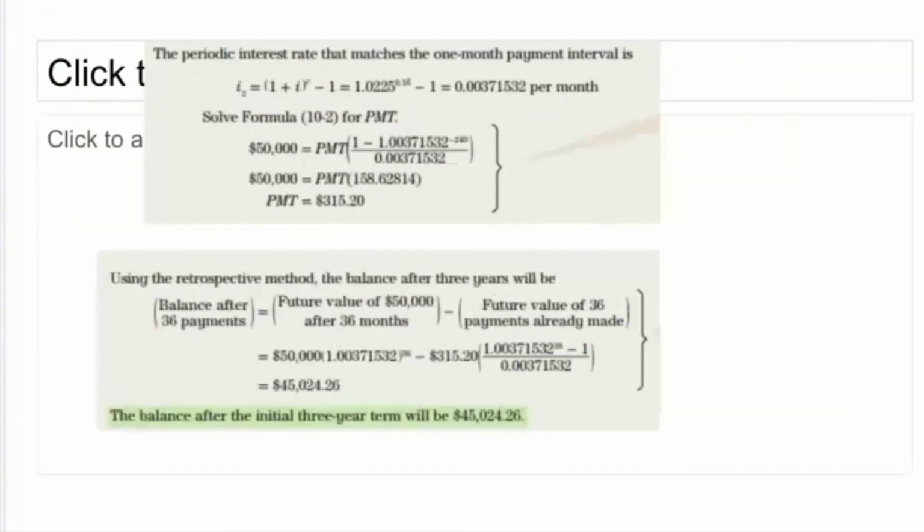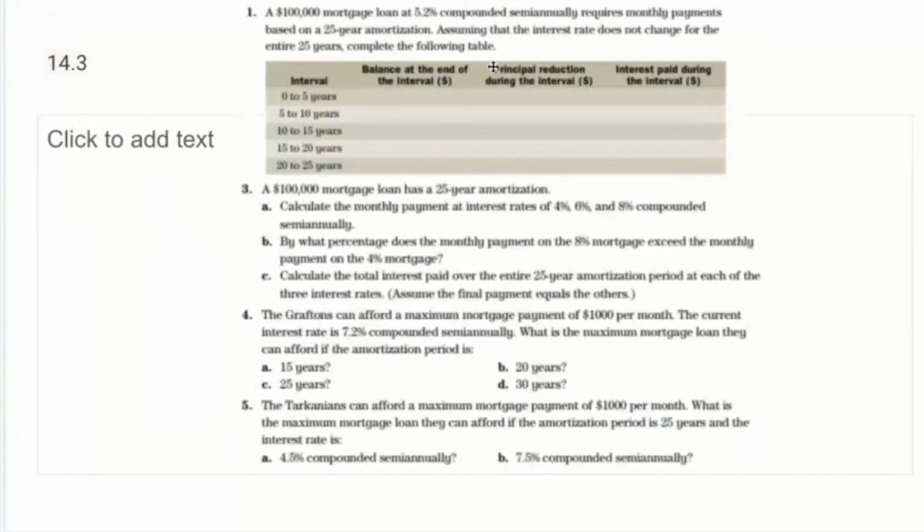So I'm going back to the question. And the question says, okay, what is the balance at the end of the interval? So we want to be able to find out how much is the balance owing at the end of the interval, 5 years. Okay, the interval is 5 years. That's where that comes from right there. Fair enough. So what we need to be able to do is calculate the balance. Now, how do we do that?